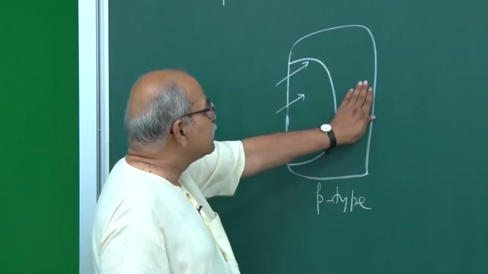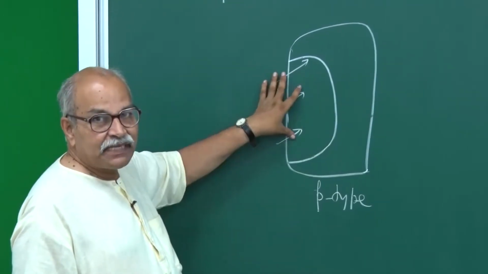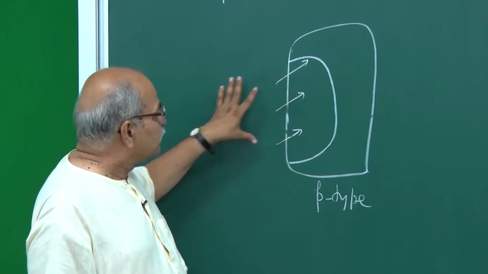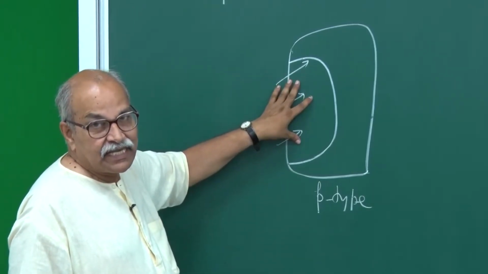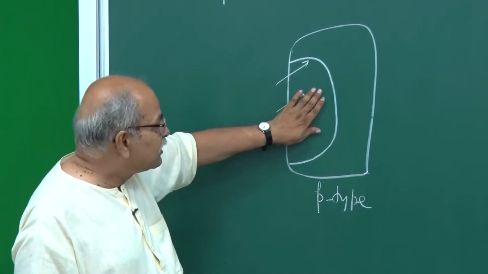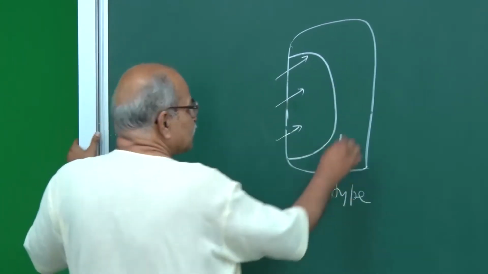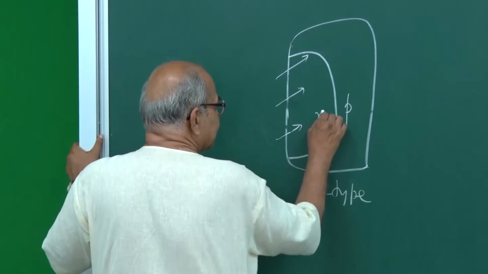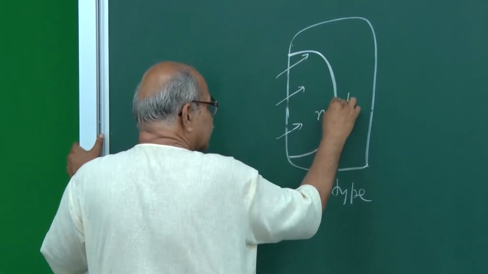So, this side still remains p-type, but here dopants of pentavalent impurities are driven into this, they are diffused into this in a larger concentration. So, this side becomes n-type and this side remains p-type. So, you have p-type here, you have n-type here, and this is the junction. This is that junction.